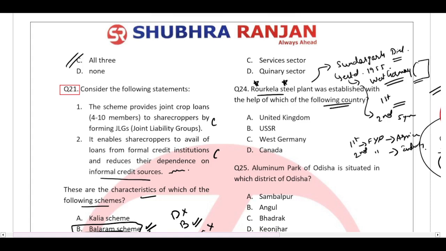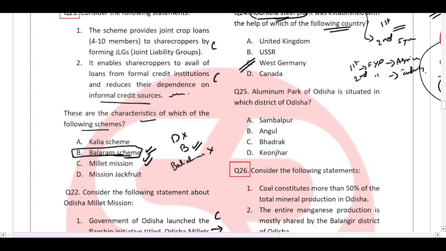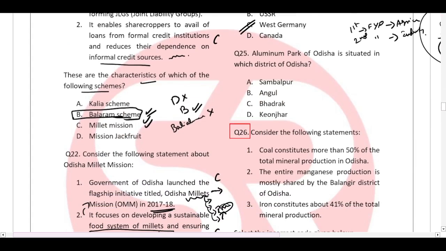Why was the plant located near Rourkela? Because it is in proximity to rich mineral resources, especially the iron ores in that region, and iron ore is a basic raw material for steel production. That is why the steel plant was started in the Rourkela region. So the correct answer is West Germany. Let's move on to question number 25: Aluminium Park of Odisha is situated in which district of Odisha?